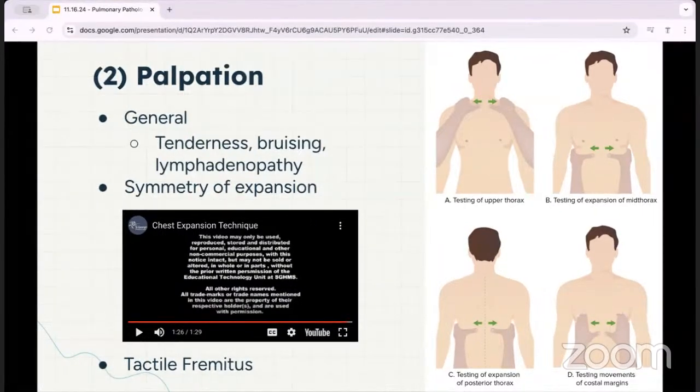Next, I'm going to talk about tactile fremitus. There's a video on the next slide about it, but let me just explain what that means. Basically, tactile fremitus is the vibration you feel in the chest when the patient speaks. So how to check this?